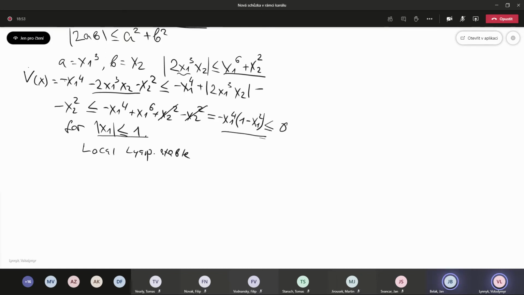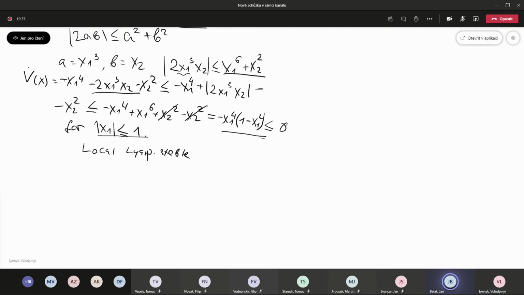And what about x2? Okay, we haven't x2 here. Because we haven't x2, we can prove only Lyapunov stability, only stability. And we need to use the LaSalle principle, something like this. But in this part of the example we can't; we will use the LaSalle principle in future.